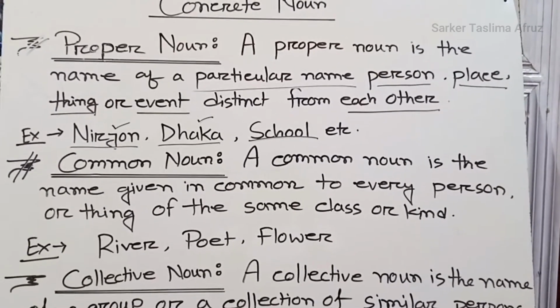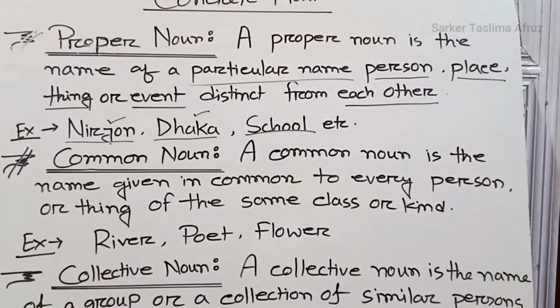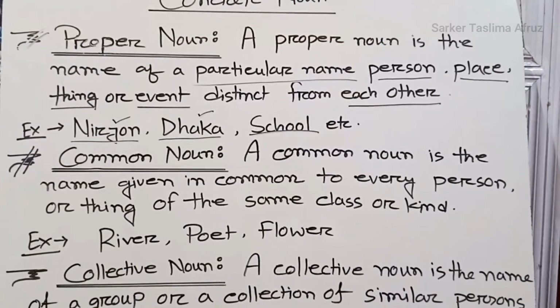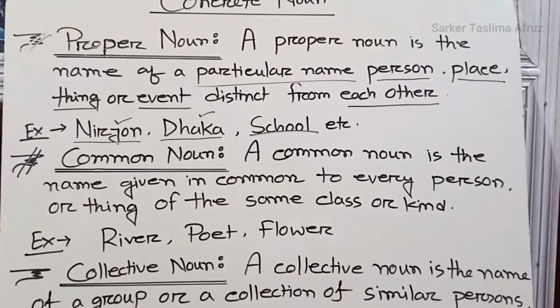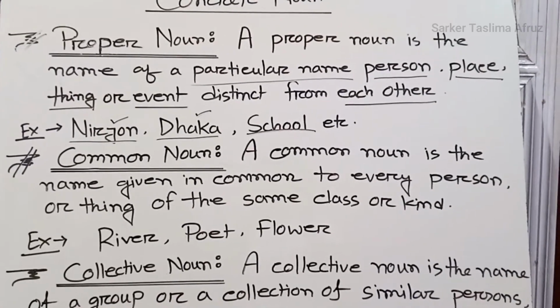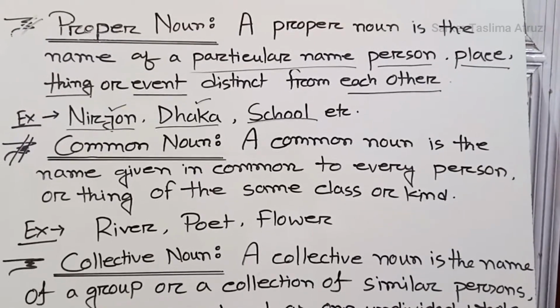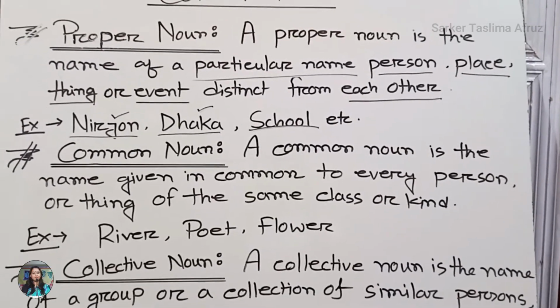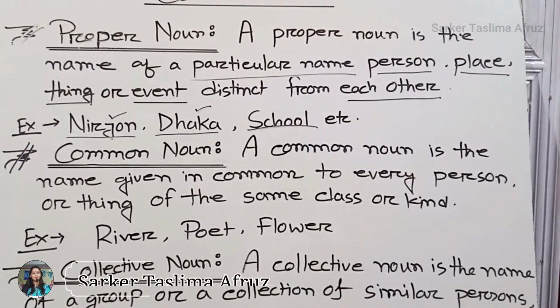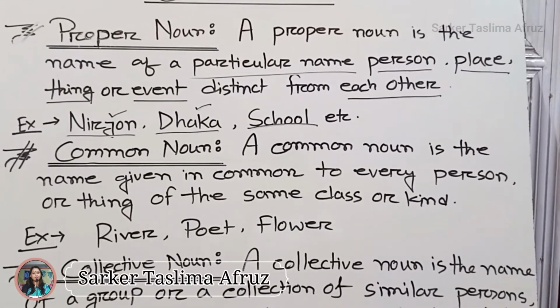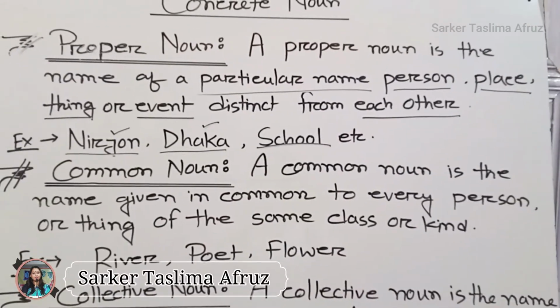Well, if we talk about common noun, we can say common noun is a noun that is not the name of a particular thing or class, but that represents one or all of the members of that class or thing. So any kind of name in a group is called a common noun.